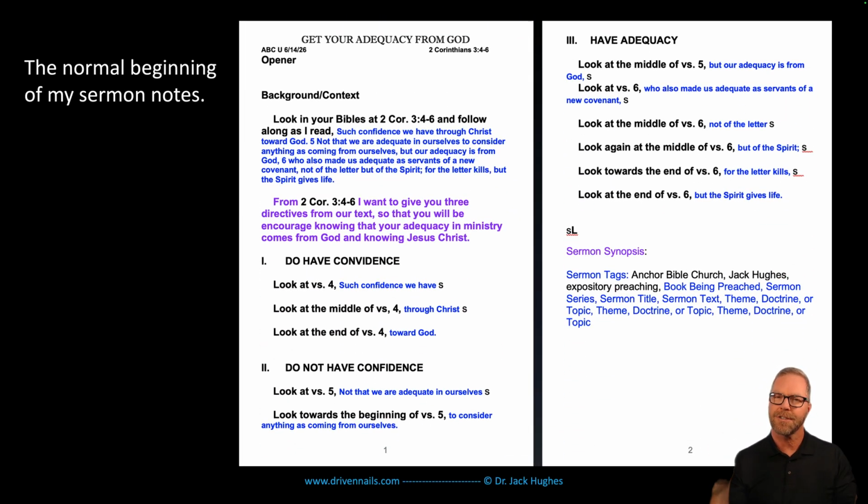Okay, remember I told you I have a template. I showed you that last time, and I just start filling it in. So I have get your adequacy from God. Here's the ABC, U, anchor U, the date. There's the text. I don't have an opener. I don't have any background and context yet. Here's the text. Here's the proposition, and here's the outline. Here's the outline from what we just looked at, that diagram.